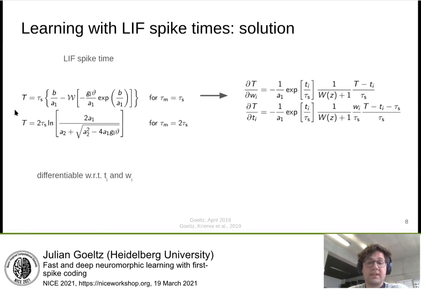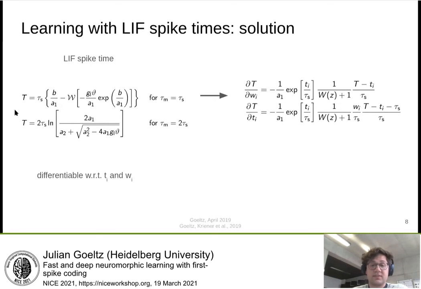Having this analytic formula for the spike time allows us to derive this formula, which you see on the right. Again, the details are not that important. The big thing is that we have derivatives for those spike times. And this means that we can calculate how much an incoming weight or an incoming spike, both of those, are responsible for an output spike time, and especially how we need to change the incoming weight or the incoming spike time to change the output spike time.